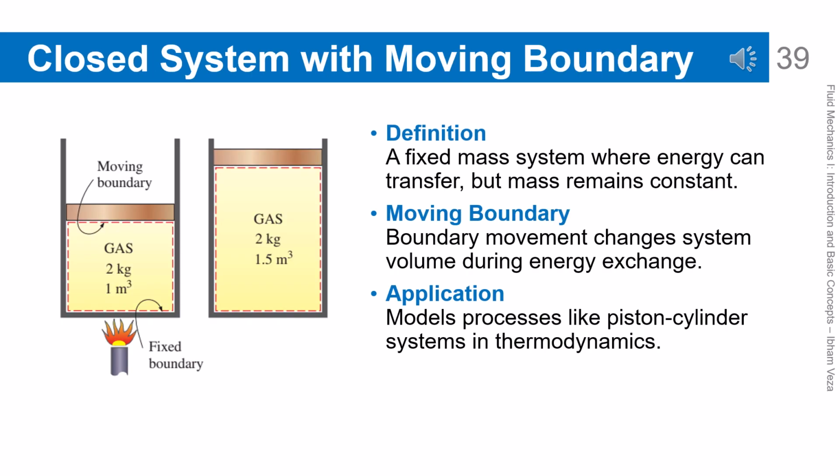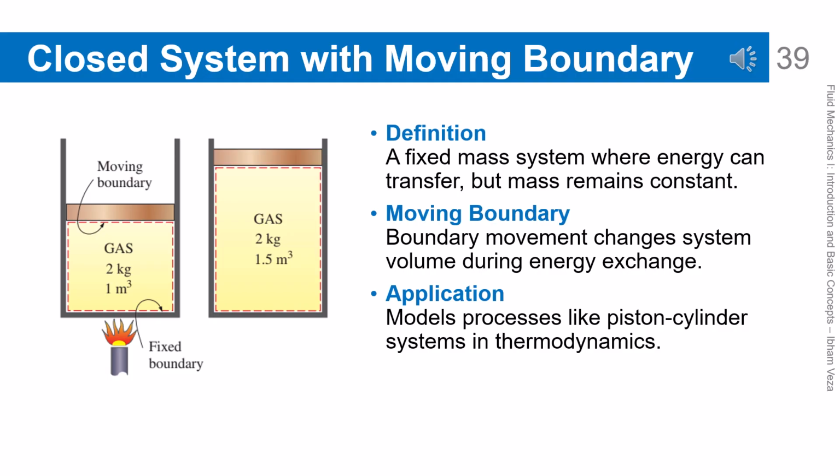Closed system with moving boundary. A closed system has a fixed amount of mass, but energy can cross its boundary. If the boundary is allowed to move, the system volume can change during the process. A classic example is a piston cylinder system.